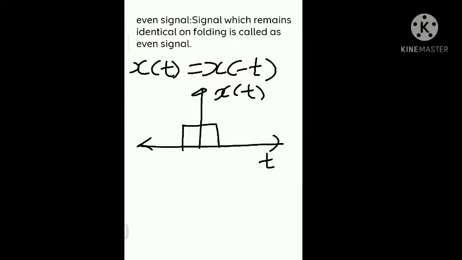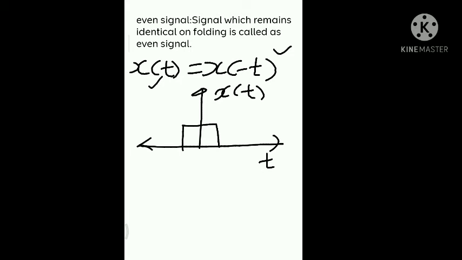In this video, we will see some introduction on even signal and odd signal in signals and systems. Even signal is a signal which remains identical on folding. That means when you do the time reversal or folding, the signal remains the same. Here, mathematically, we can express it as x(t) is equal to x(-t). x(-t) is a folded signal and x(t) is the original signal.